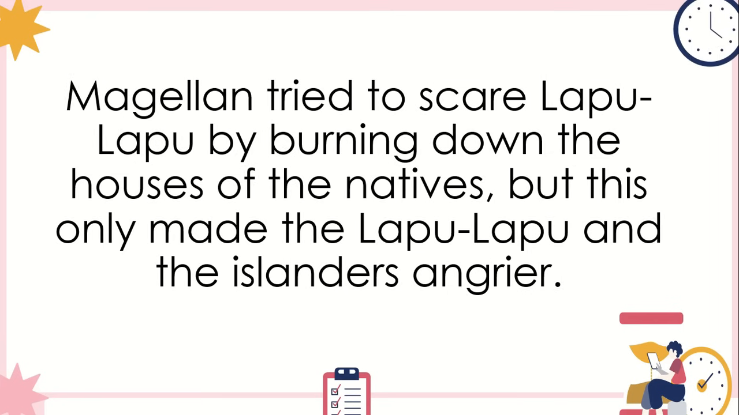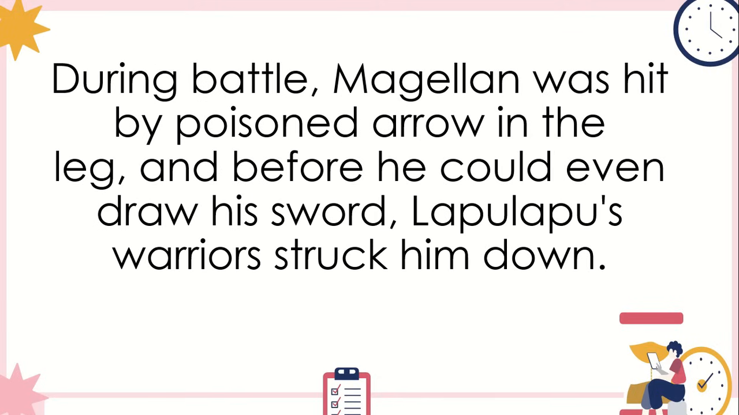Magellan tried to scare Lapu-Lapu by burning down the houses of the natives, but this only made Lapu-Lapu and the islanders angrier. During battle, Magellan was hit by a poisoned arrow in the leg, and before he could even draw his sword, Lapu-Lapu's warriors struck him down.